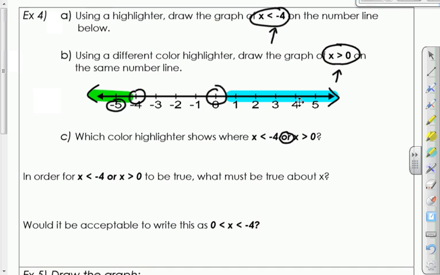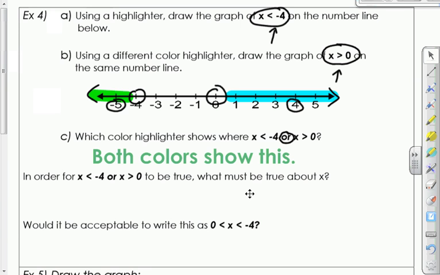Or if we picked a number from the blue shading, say +4, it would make this inequality true here, 4 is greater than 0, but it would make this one false. 4 is not less than -4. But remember, we only need one of the statements to be true for the entire statement to be true. So which color highlighter shows one or the other? Well, really both colors show that, right? Because anything that's in the green shading or blue shading at least satisfies one of the two statements.